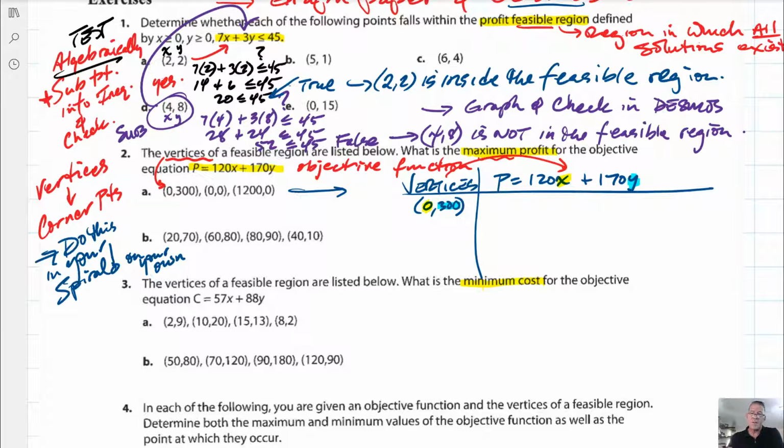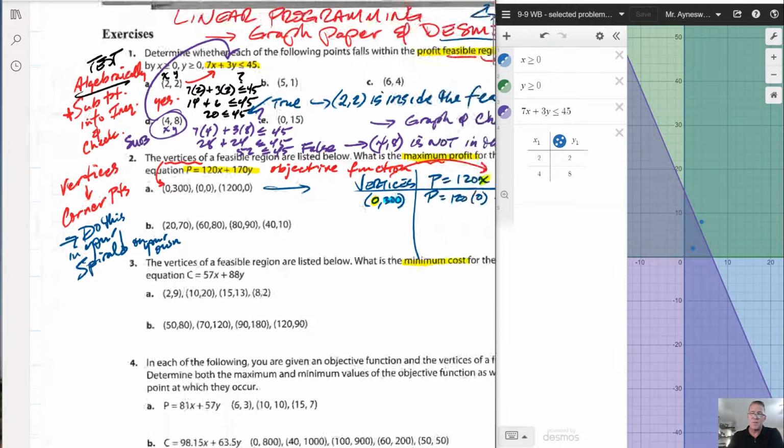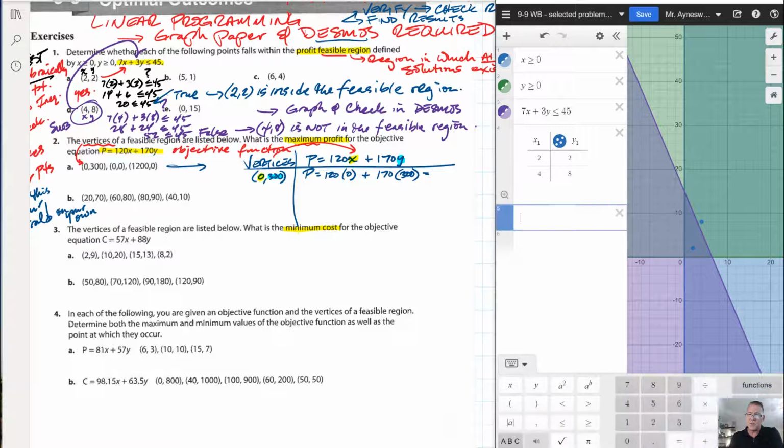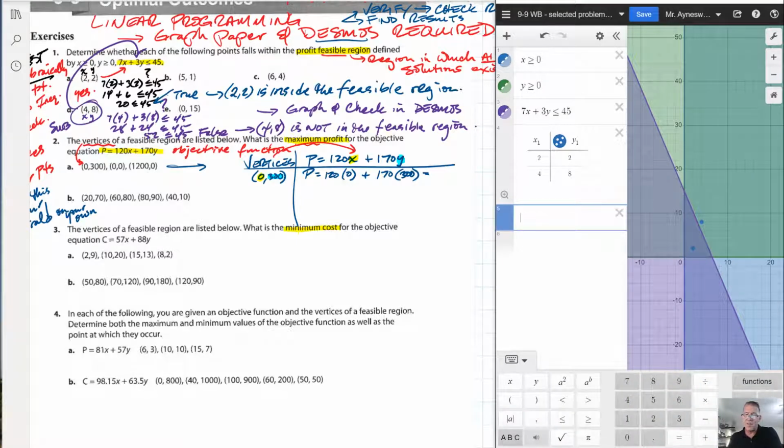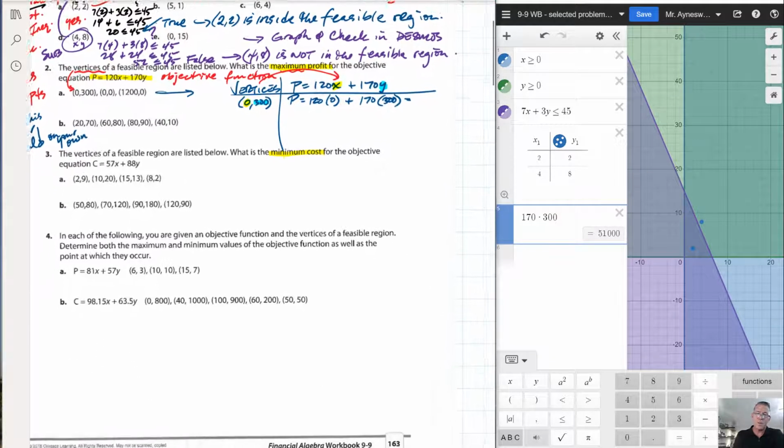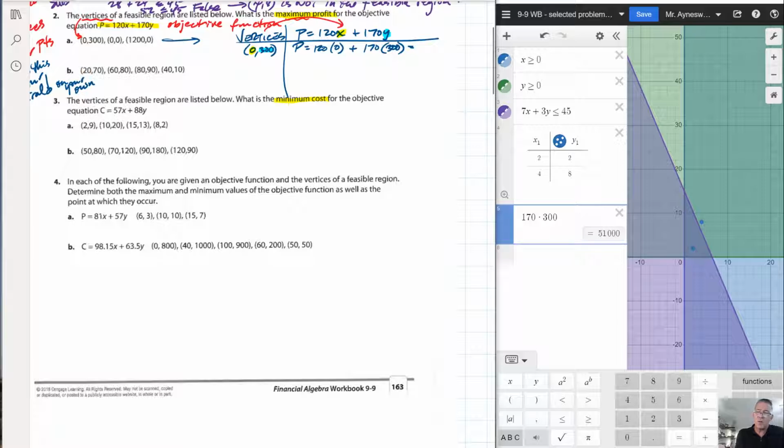All right, so here we go. The profit, capital P, is equal to 120 times 0 plus 170 times 300. If you just do the arithmetic here, 170 times 300. The other one's 0, obviously. You get 51,000. So 51,000 dollarinis. Here we go. So is that the maximum profit?